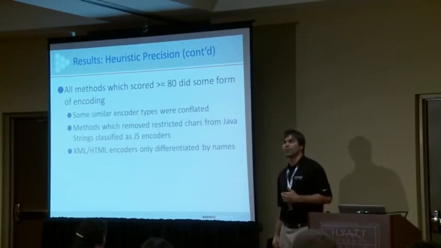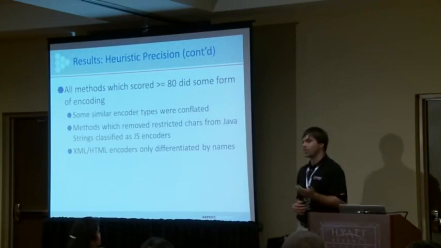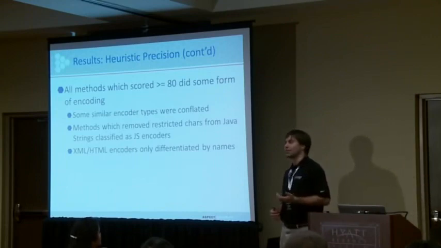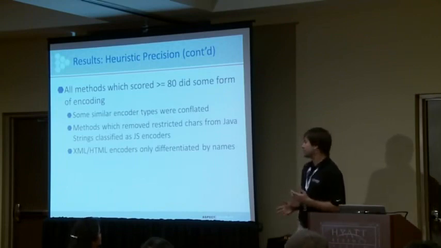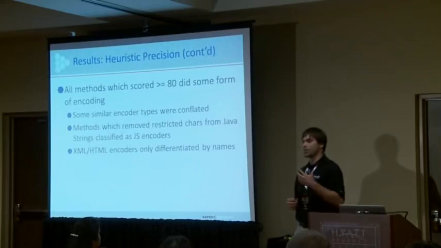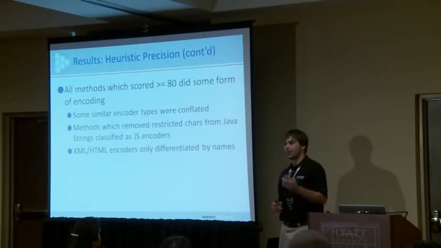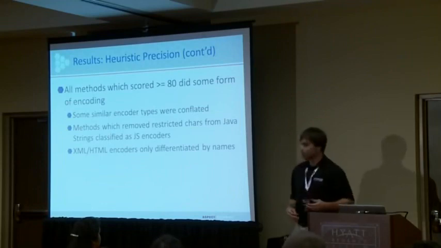We found that several of the encoding types were fairly similar in what they did. So HTML and XML do a lot of the same things, and so those were sometimes conflated with each other. Similarly, JavaScript encoders generally do a lot of the same things as any encoder for C-style strings. So we had a couple of cases where, for example, encoders that were manipulating Java strings were counted as JavaScript encoders.